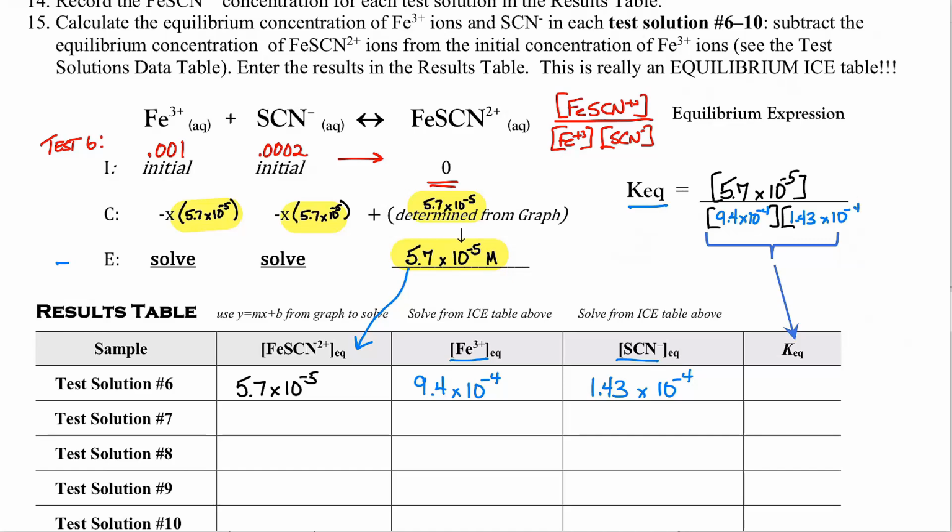And all we're going to do now is go find that Kc. So I'm just going to plug this into my handy-dandy calculator and solve for it. All right, 5.7 E to the negative 5, divided by the product of those two numbers, 9.4 times 10 to the negative 4, times 1.43 times 10 to the negative 4, close my parentheses. You can see how this is done. Not a big deal. And I hope you're connecting with your ICE tables. That's why I like this lab. So what I get is 424.